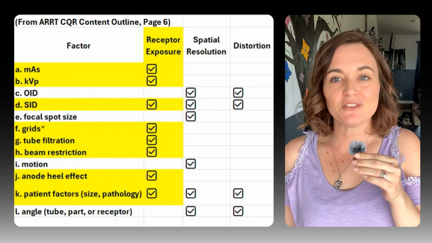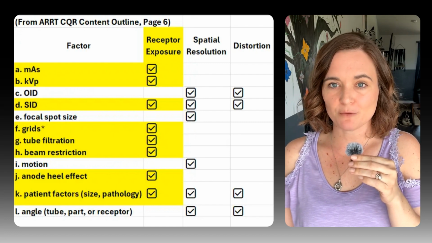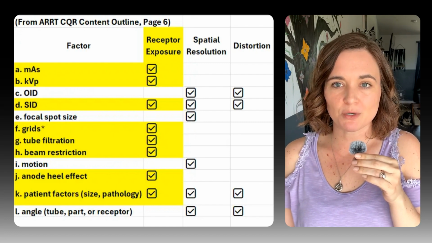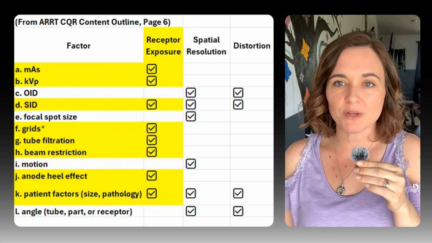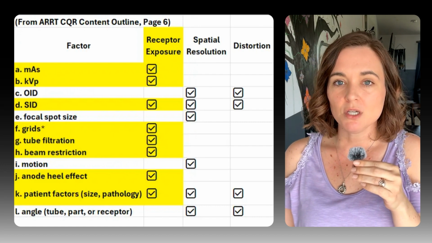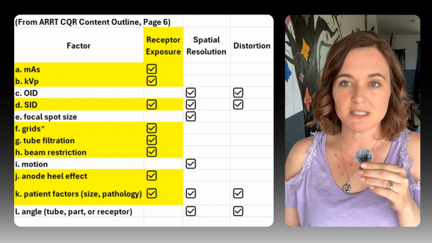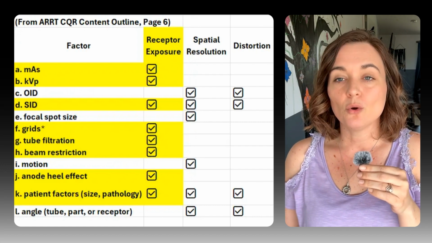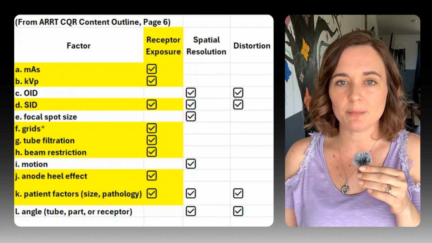Okay, now that we've warmed up, let's zoom out just a little bit before we go line by line. Instead of tackling each factor one at a time, let's first group them by the image quality pillar they affect, so you can see how these concepts cluster together in real-world practice. Let's look at the factors affecting receptor exposure. When we talk about receptor exposure, we're talking about how much radiation is hitting the image receptor. So anything that influences beam intensity, beam quality, or scatter cleanup is going to show up here.